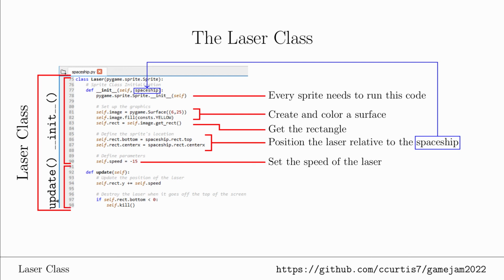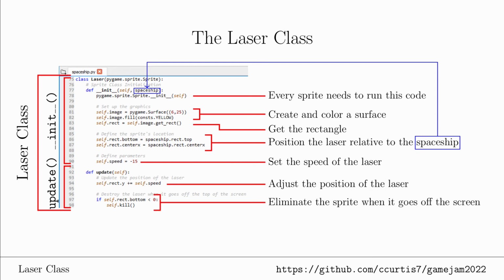For the update method, there are two things that need to happen. The first is that we're going to move the laser up based on the speed that we've defined. And the second thing is we're going to get rid of the sprite when it gets off the top of the screen. This step is really about not wasting memory by continuing to let the laser exist after it's out of the game field. Otherwise, the computer will be forced to keep tracking the location of the laser even when it doesn't matter, and that will ultimately cause the game to slow down. So this command takes care of that.